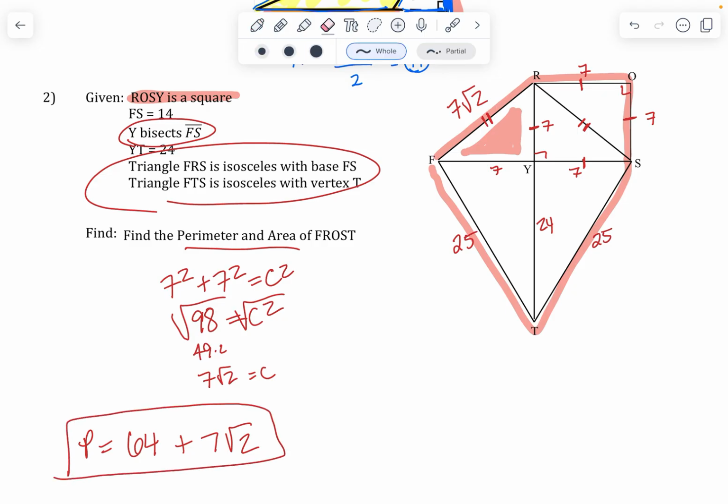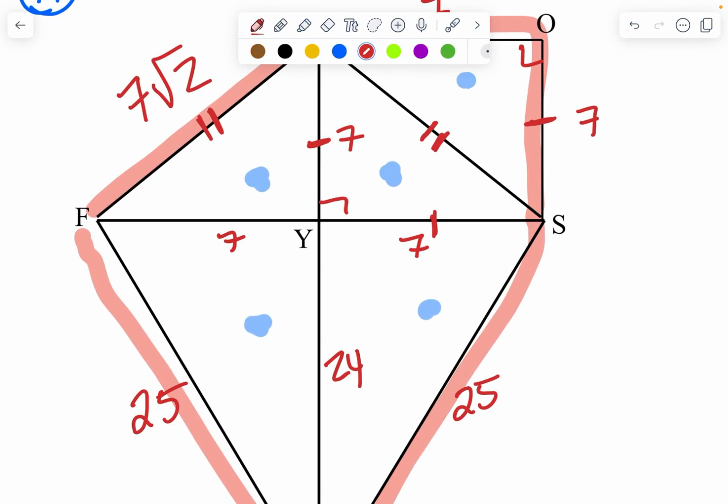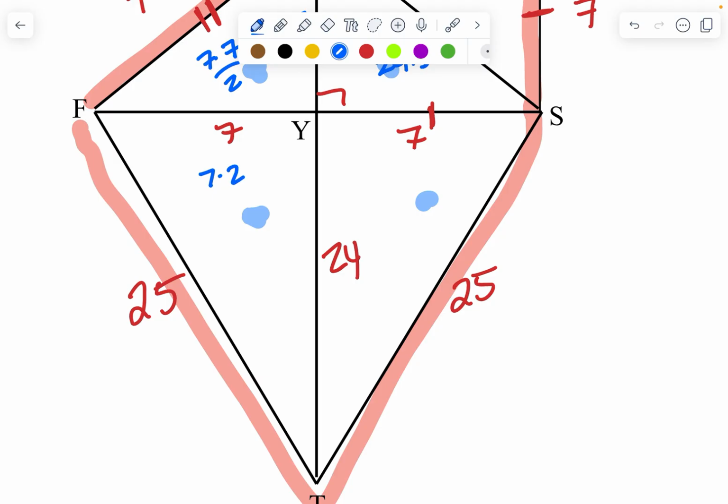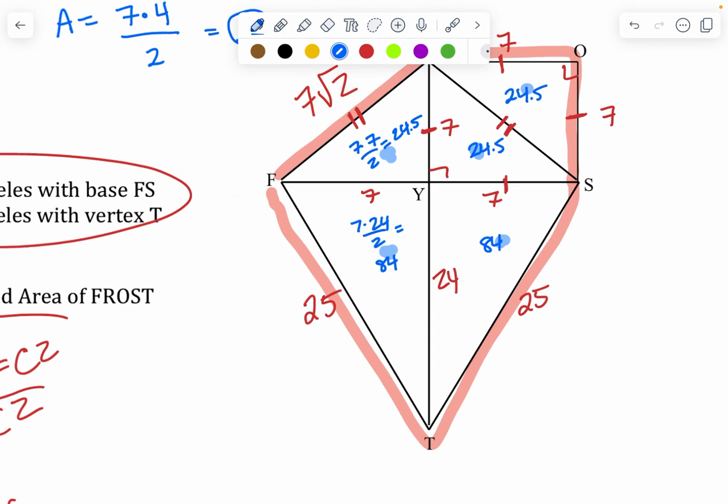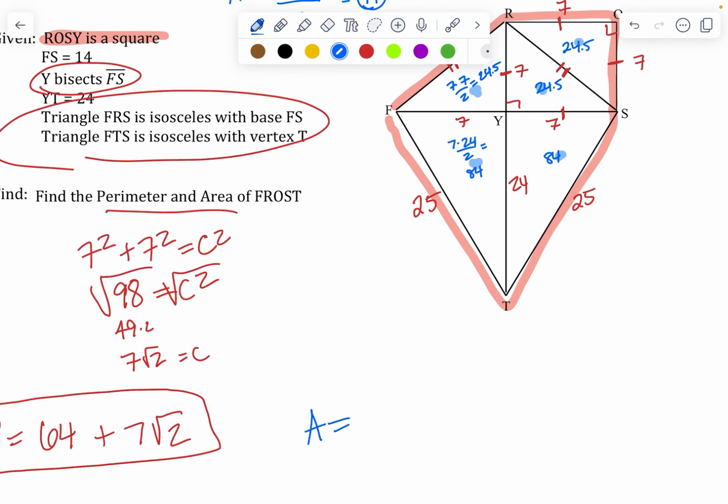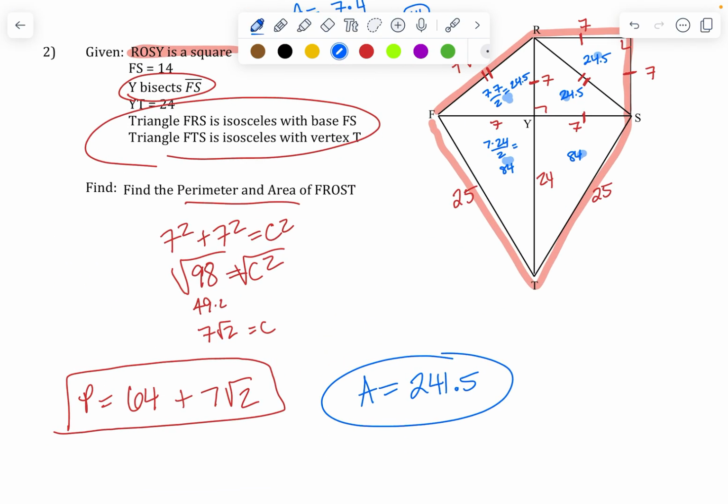Area, you can look at this in a lot of ways. Most of the time, kids will just see this problem as a bunch of triangles. So if you find the area of one of the triangles, you can copy it on over. The area of one of these little top triangles is 7 times 7 divided by 2, which is 24 and a half. So all of these are 24 and a half. And then this bottom triangle would be 7 times 24 divided by 2, which is 84, and each of those is 84. So then area will be 241.5.